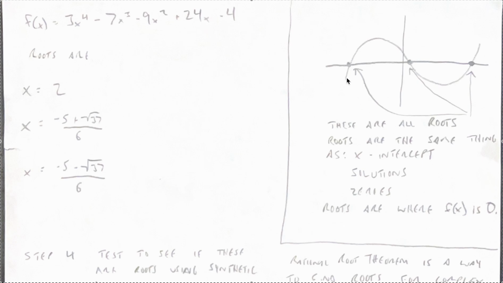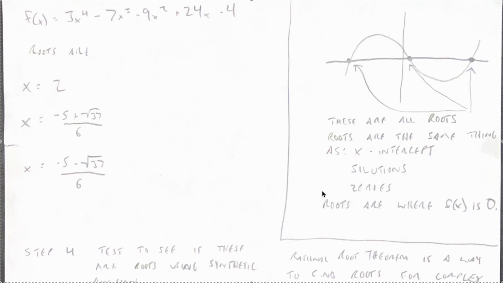Roots are where f of x is 0. So if you make this 0 and solve for the x's, roots are where x's are at, where y is 0 or f of x is 0. Roots are the same thing as the x-intercept, solutions, or zeros. These are all different ways to say the same thing. We're using the word roots in this situation.